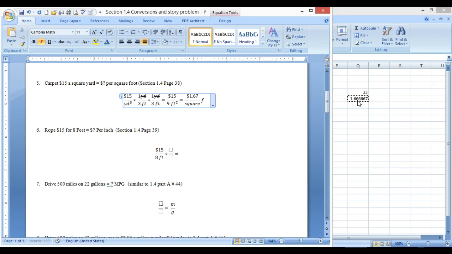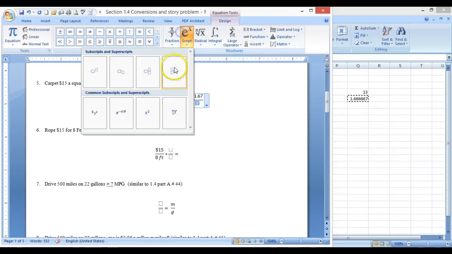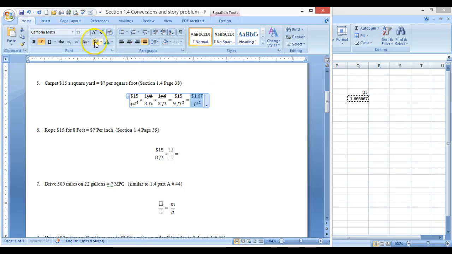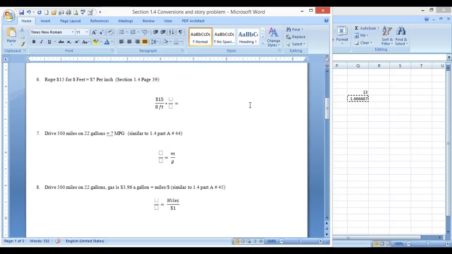Or I can just write down here, feet squared. I'm going to do a script just to make it look pretty, and do feet squared like we did before. There we go. So now I have my answer of $1.67 per square foot. Let's move to number 6.